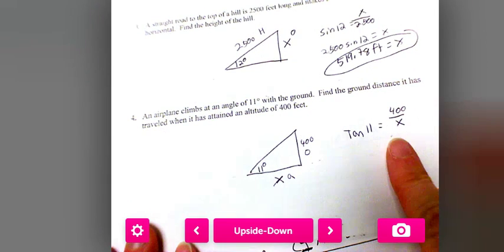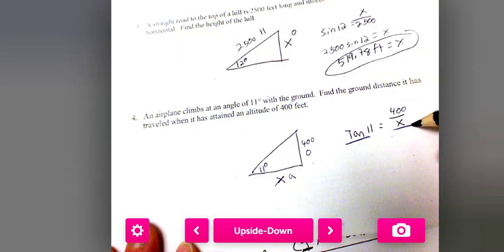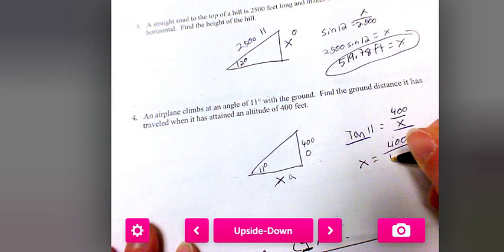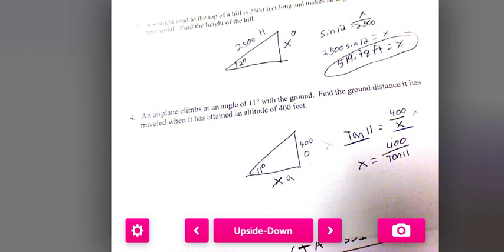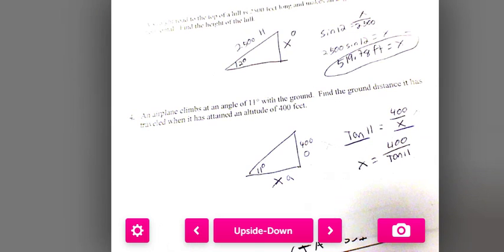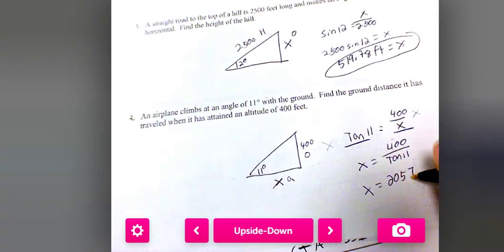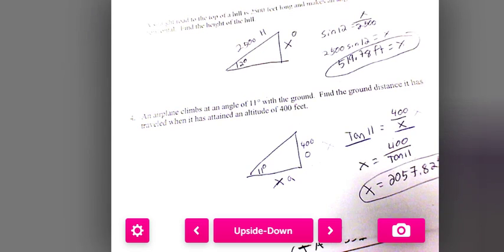Remember, when x is on the bottom, we just can switch these. So we're going to switch tan of 11 and x. We get x equals 400 divided by tan of 11. We can also do this by multiplying both sides by x and then dividing by tan of 11, but it's just a quicker step. It's doing the same thing. So I'm going to put this in my calculator. 400 divided by trig tan 11 gives me x equals 2,057.82 feet.